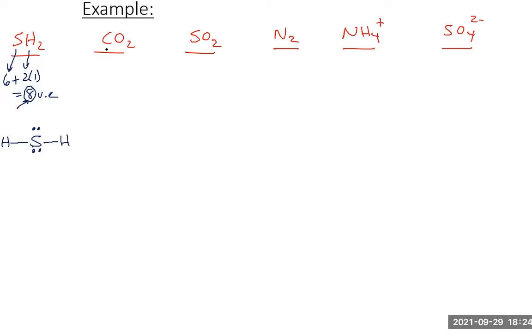Coming to CO2, again, carbon is group 4. There's 2 oxygens at 6 each. That is 16 valence electrons. Again, looking at the periodic table, we see carbon is further to the left of oxygen. That means it is least electronegative, which means we should place the carbon in the middle, oxygens on the outside here. We're going to do a single bond to each of our oxygens.